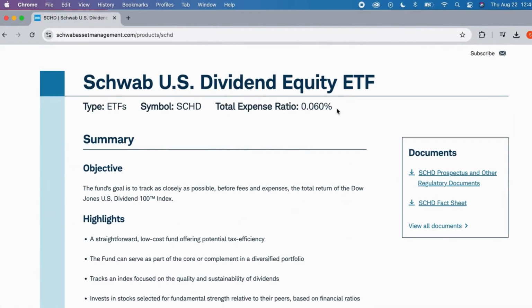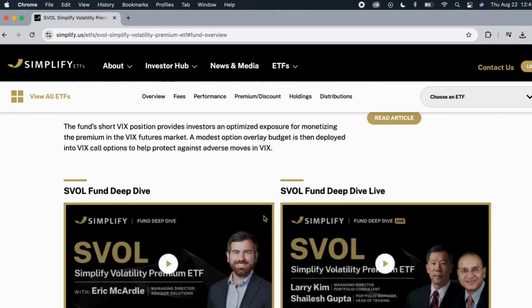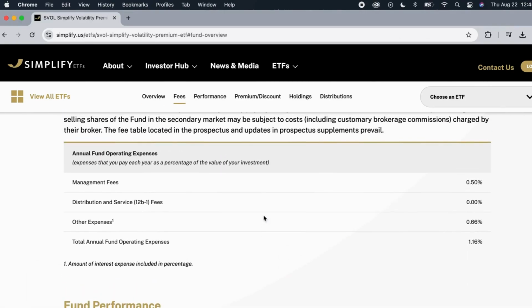Next, let's talk about the expense ratios. SCHD has an impressively low expense ratio of 0.06%, making it one of the most cost-effective options for dividend investors. SVOL has a higher expense ratio of 0.50%, reflecting the more complex strategy it employs.